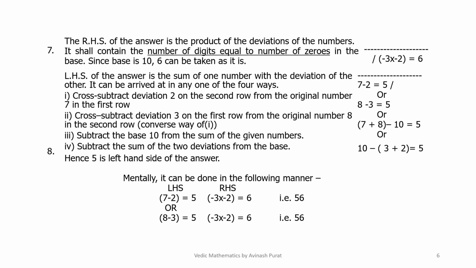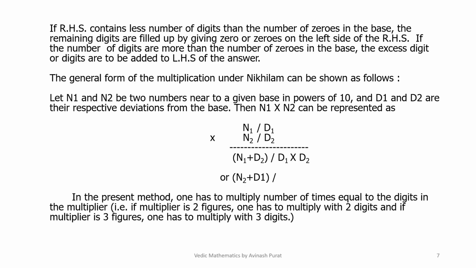Mentally it can be done in the following manner. LHS: 7 minus 2 equals 5. RHS: minus 3 multiplied by minus 2 equals 6, that is 56. Or 8 minus 3 equals 5, and minus 3 multiplied by minus 2 is 6, so the answer is 56.